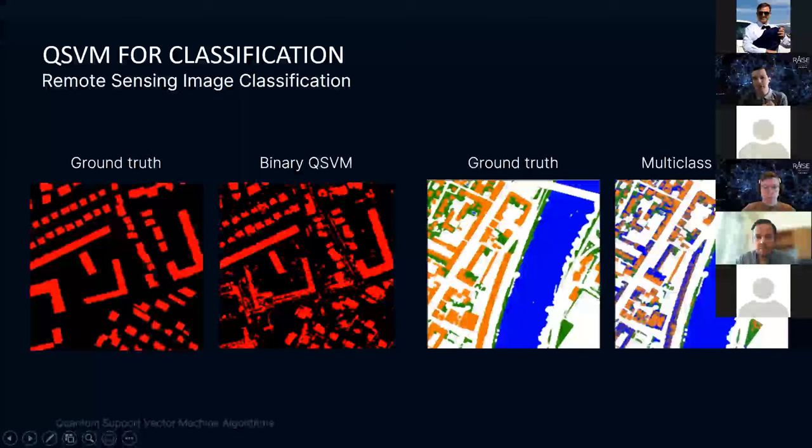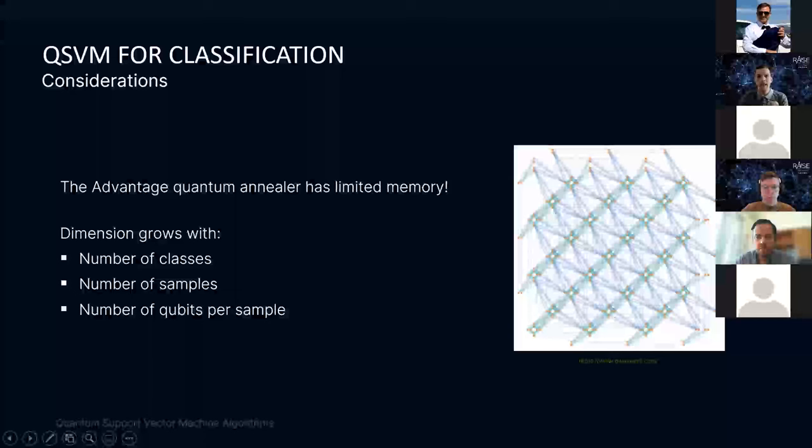But this is not the aspect we want to discuss. We just want to say, okay, what are the aspects we need to take care of when doing classification with quantum annealing? So the first one I already mentioned before is that we need to keep it small. So we can't have an infinite or big number of training examples. We cannot have many classes. We cannot have many qubits per each sample, and so increase the sampling of the solution space. We need to find a trade-off, also considering the main constraint of memory.